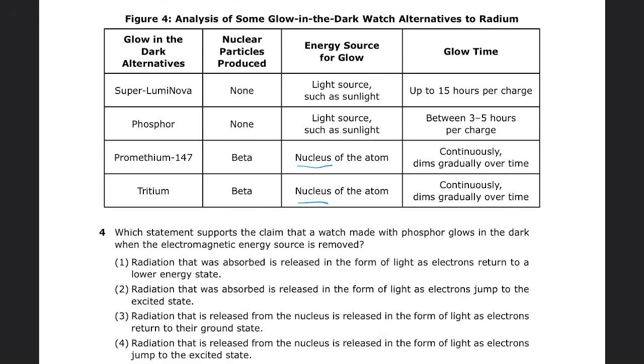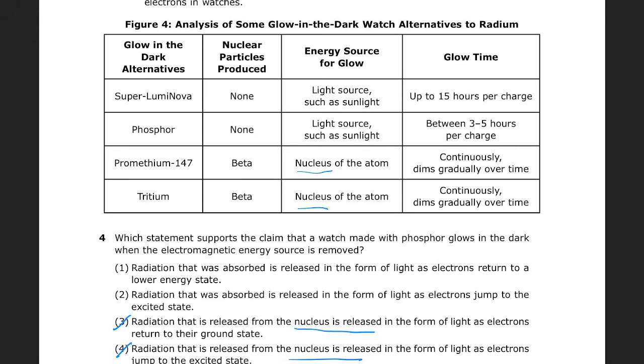So, with that being said, we can eliminate choices 3 and 4 because they're talking about the nucleus releasing energy. Then, for the next part of the question, we really have to think about how energy is going in and how it's going out, and then ultimately how that's producing energy that we see in the form of light.